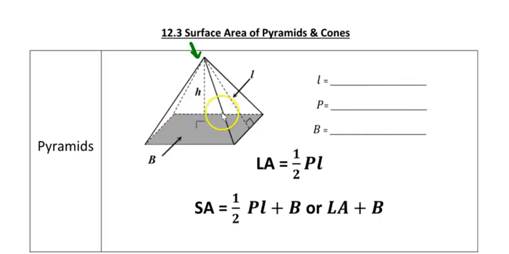We still have one base. Well, the prism had two bases, okay? So today we have one base. And so the area of the base is still the same. The B is still the area of the base. And the perimeter is still going to be the perimeter of the base, just like we're used to for the prisms.